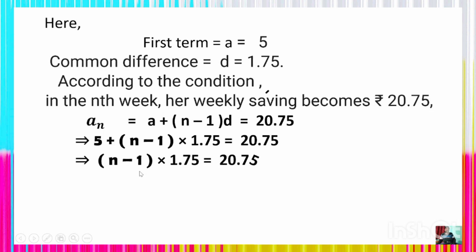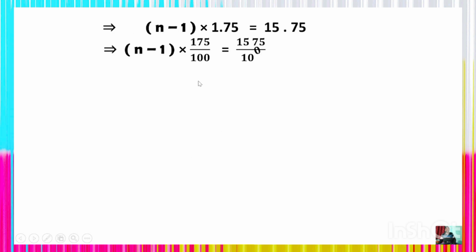So it will be (n minus 1) whole into 1.75, which is 20.75 minus 5. Here plus 5 will be transposed to the right side and it will be 15.75. Thus we get (n minus 1) whole into 1.75 is equal to 15.75. So (n minus 1) into 175 by 100 is equal to 1575 divided by 100. So you can cancel 100 here, the denominator on both sides, right?